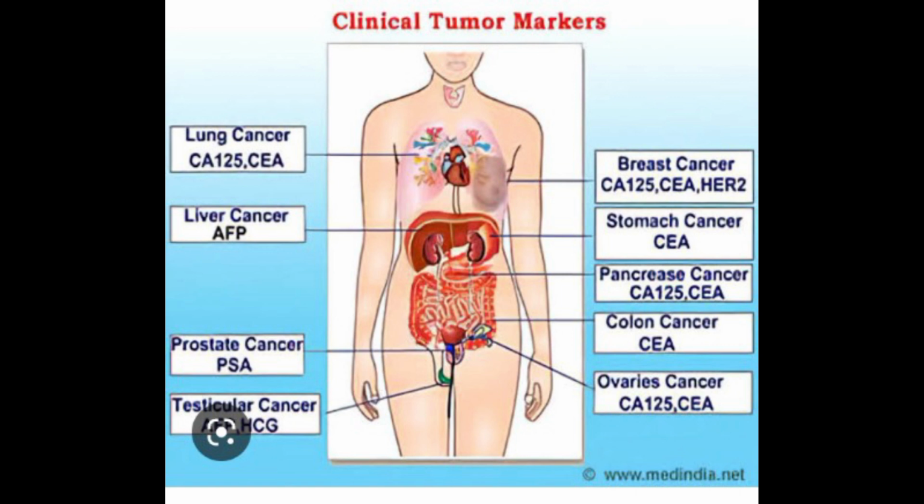The method of assay: immunometric assays like radioimmunoassay, ELISA, FIA, and the specimen is serum. Normally less than 5 international milli unit per ml.